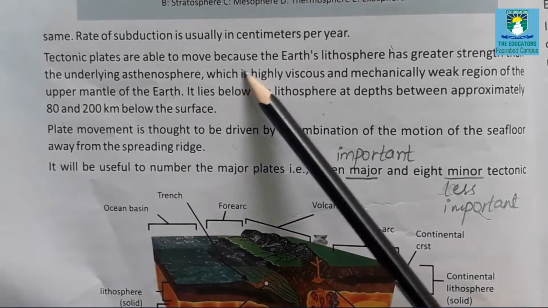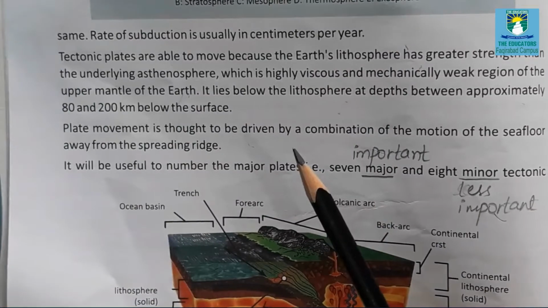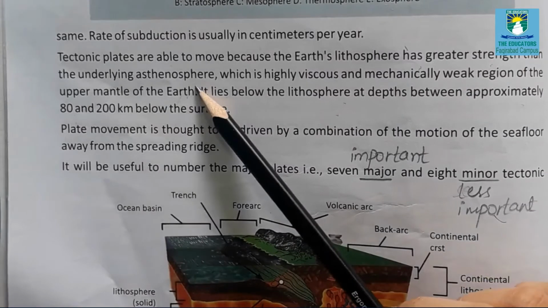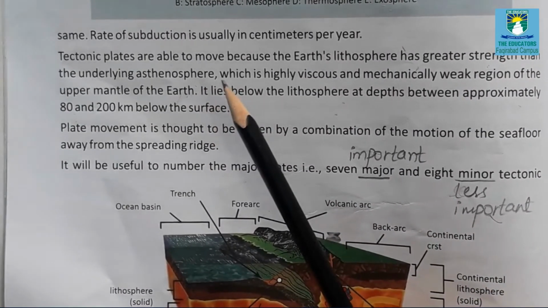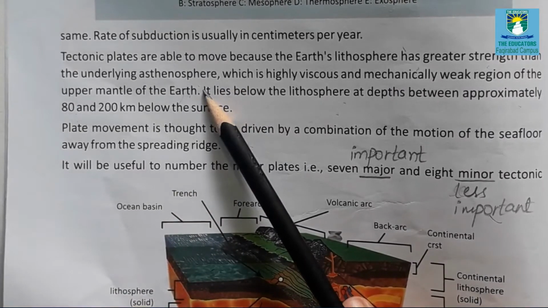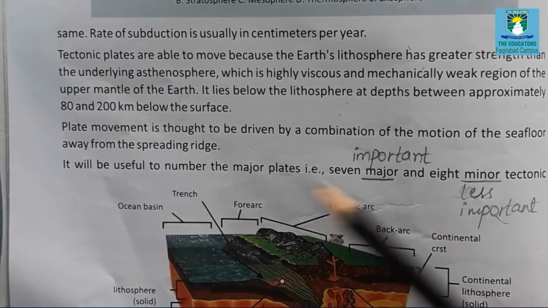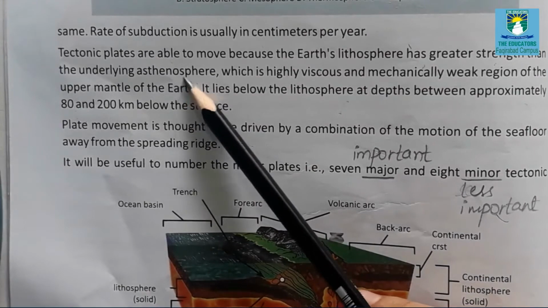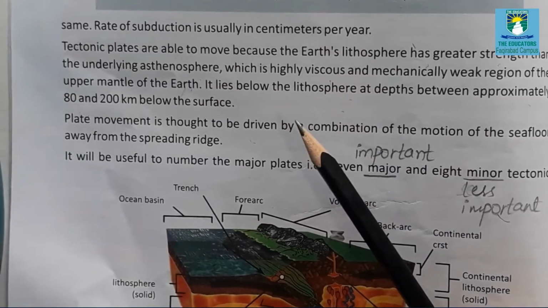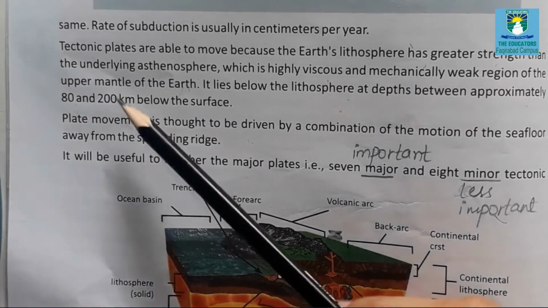Tectonic plates are able to move because the earth's lithosphere has greater strength than the underlying asthenosphere. Asthenosphere is the upper portion of the mantle, as the mantle is the second layer, and the upper portion of the mantle does not have the ability to move as easily as the first layer, the crust. The first layer, crust, easily moves, but the asthenosphere, the mantle layer, is highly viscous. Viscous means it is weak, it has solid and liquid, it is a muddy-like structure, so it is a weak region of the upper mantle of the earth.